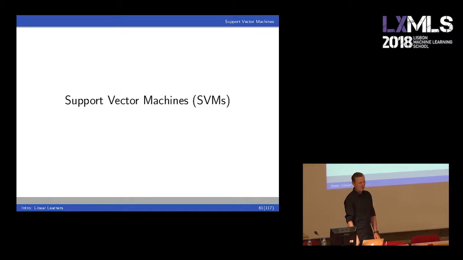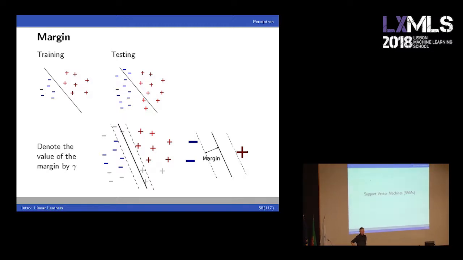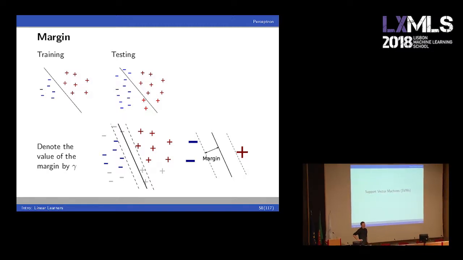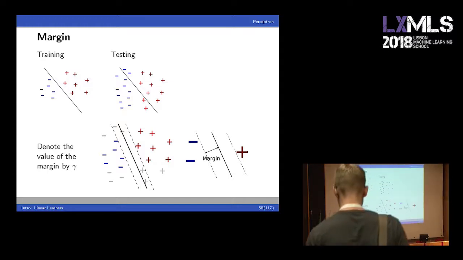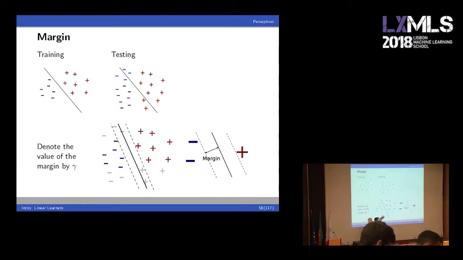So what we talked about before, we will extend this now. The next section is called support vector machines. It's an extension of the perceptron algorithm. And the idea of support vector machines is to optimize the margin directly. So the perceptron optimizes the margin implicitly. The margin means, for binary classification, the distance between the separating hyperplane and the positive and negative examples closest to the hyperplane.